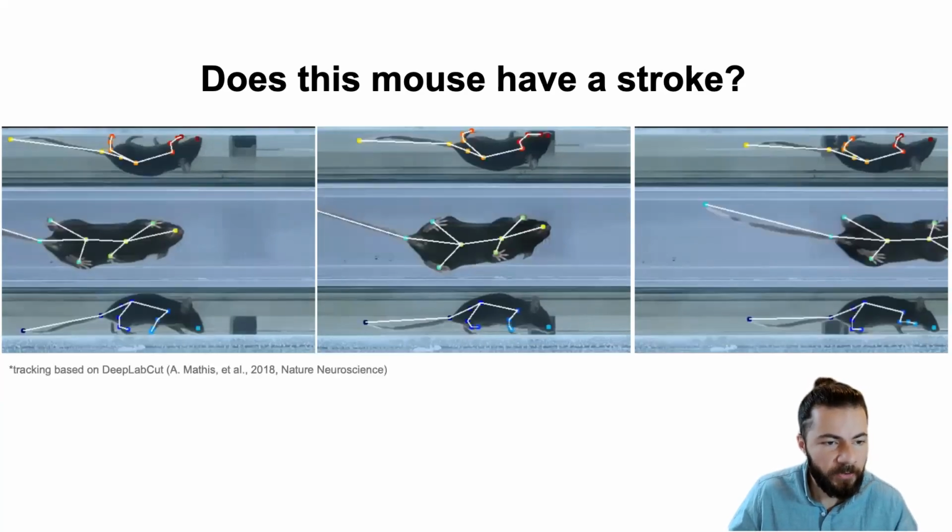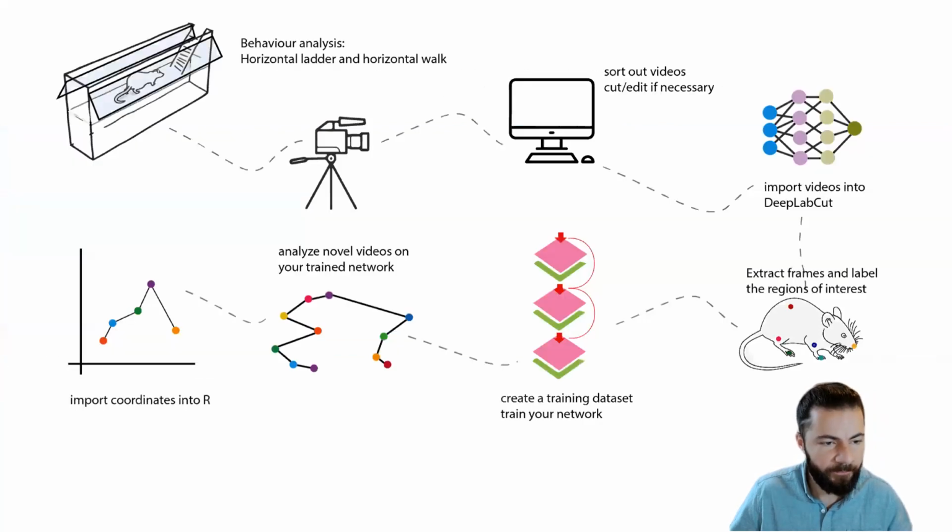Here we took advantage of the recently established software by Mathis and colleagues called DeepLabCut. The software enabled us to track all the relevant body parts and joints of the mouse in each frame of a video and to build a comprehensive locomotor profile after stroke. So how does it work?